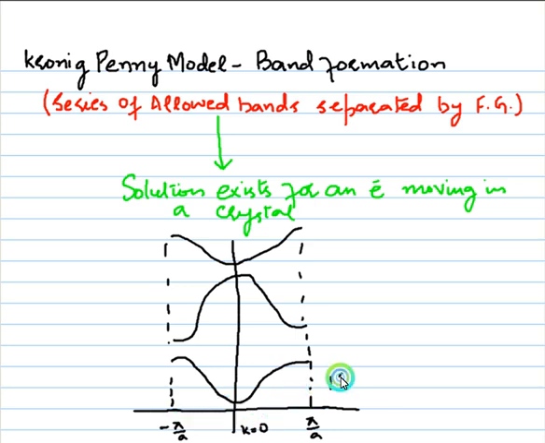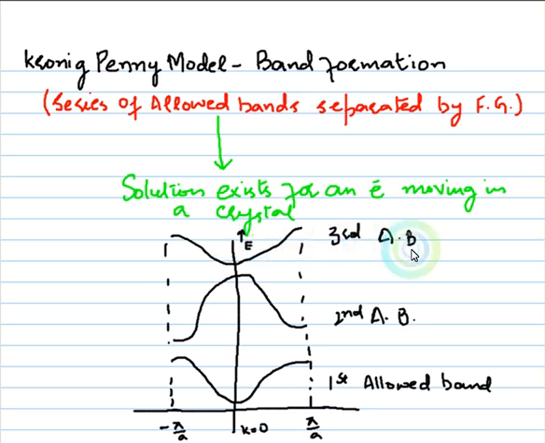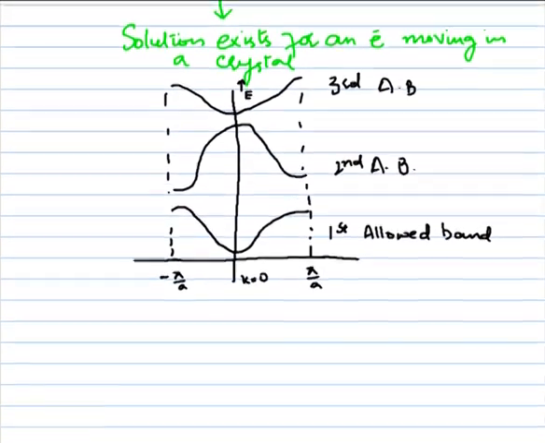So it is the first allowed band. This is the second allowed band. This is the third allowed band, and it continues like this. And let me not forget to write the vertical axis, which is E, the energy axis, right? So the energy is increasing, right?